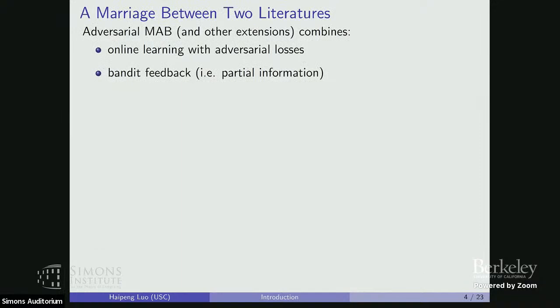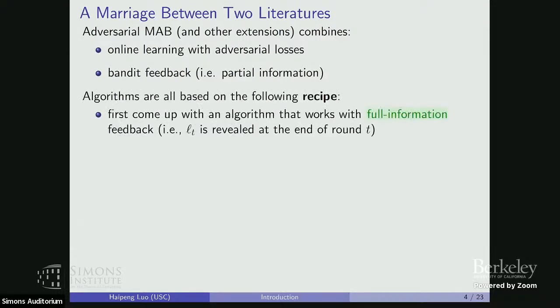Right? So to me, I see this problem and its extensions as a marriage between two literatures. One is the online learning with adversarial losses literature, and the other is bandit feedback, or more generally, any partial information feedback setting. And to me, it even has a deeper root in the first literature, online learning with adversarial losses. I say that because, as far as I know, all algorithms for these kinds of problems are based on the following recipe.